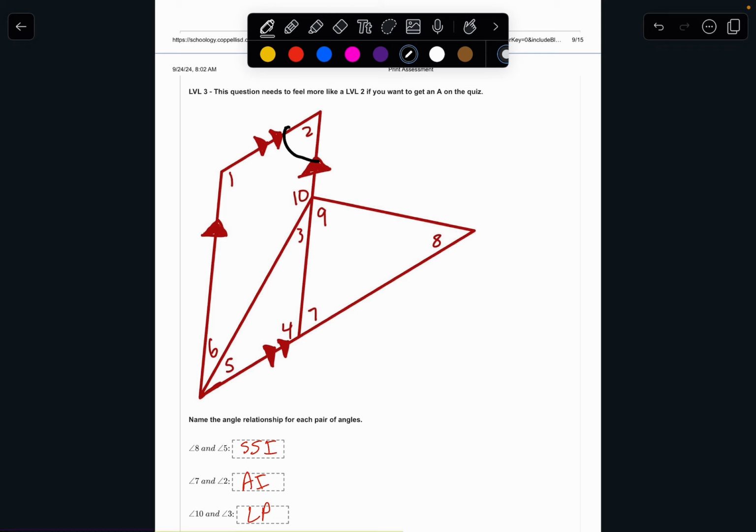7 and 2. Here's angle 2. Here's angle 7. Oh, we just did this on the last question. Here's the transversal. Other line, other line. They make the letter Z. They're in between the other lines. No matter how you look at it, those are alternate interior angles. 10 and 3. 10, this line, and 3. Oh, well, they're just next to each other.